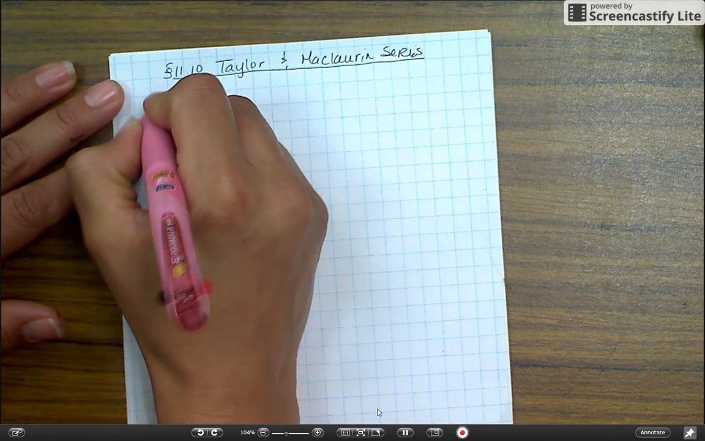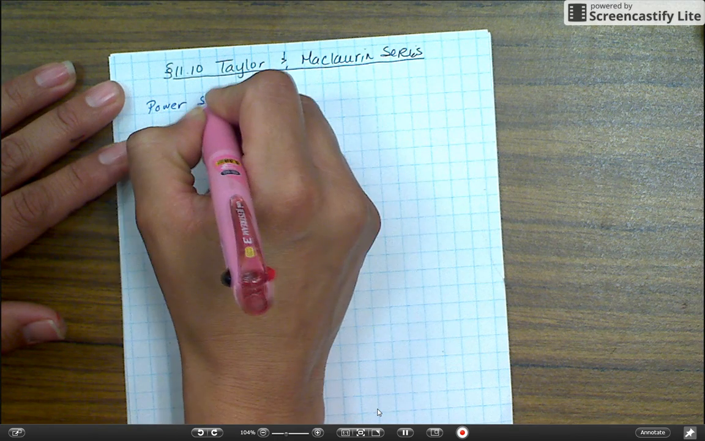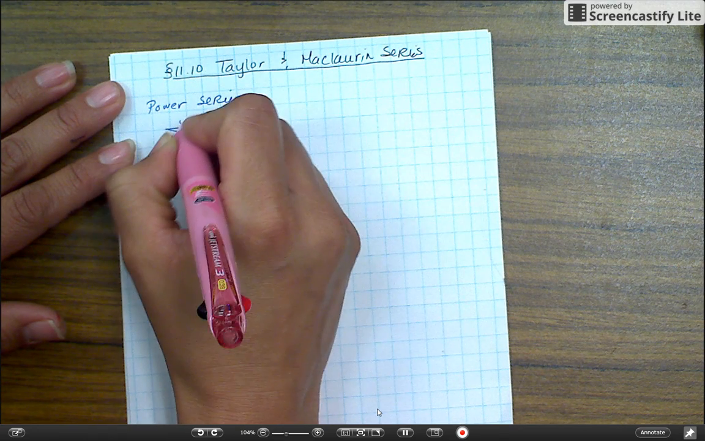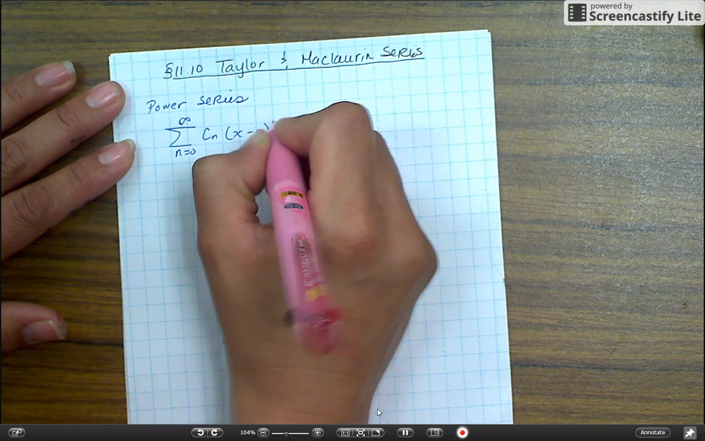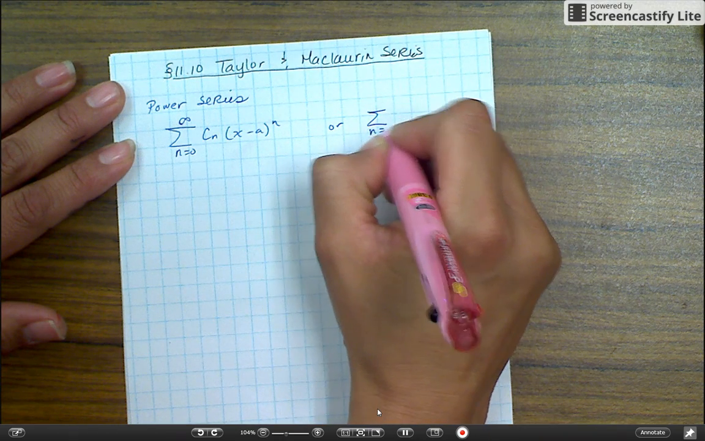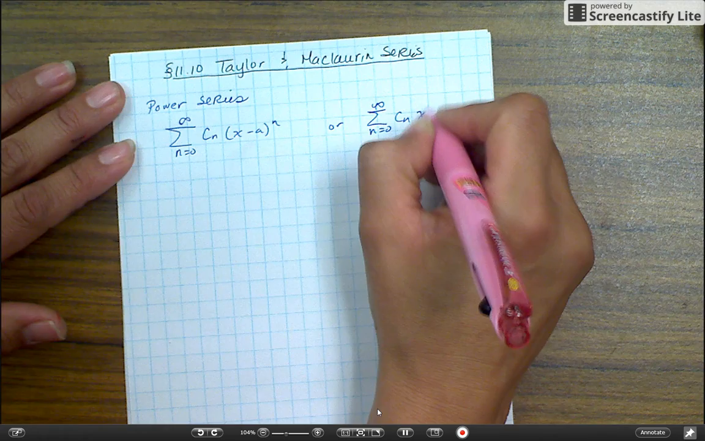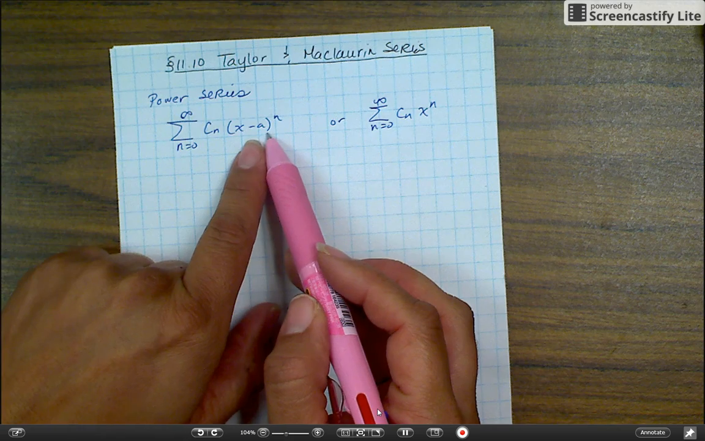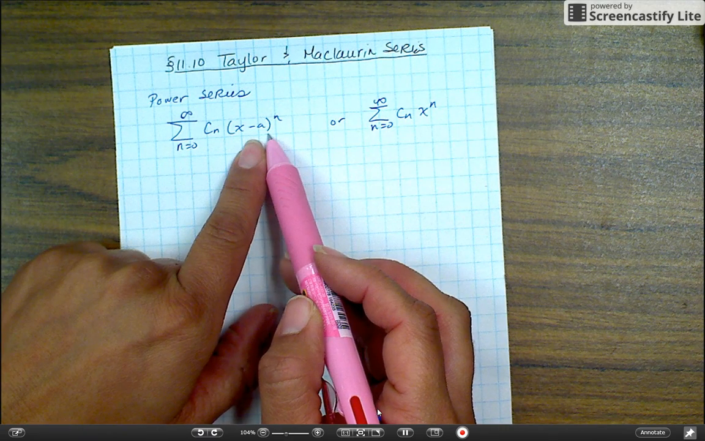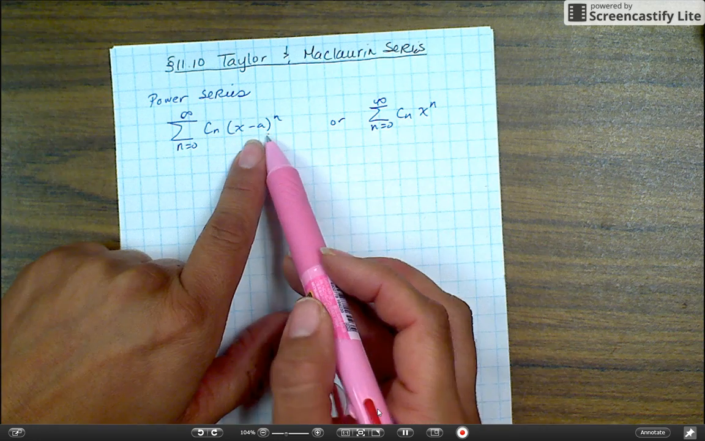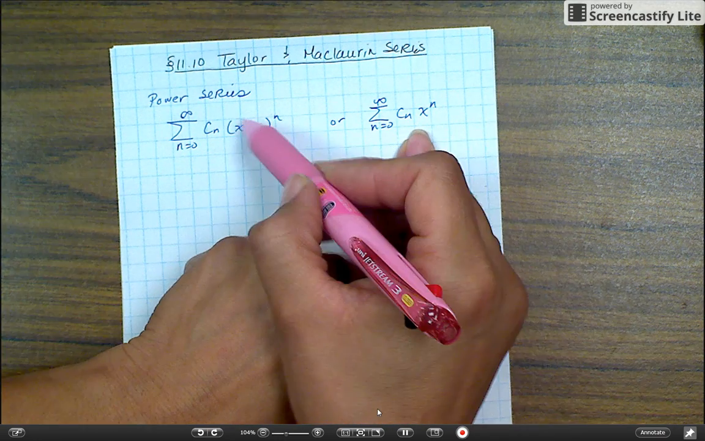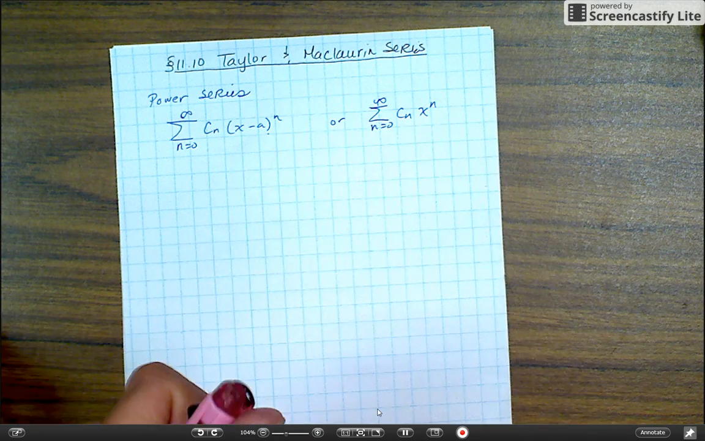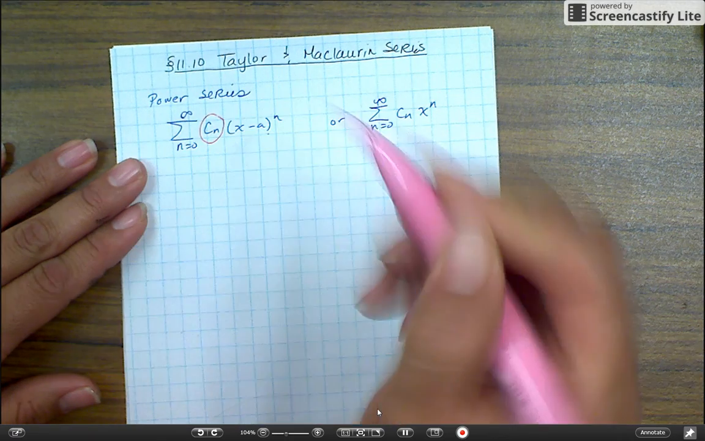So first, let's just remember power series. We know that it's the sum from n equal to 0 to infinity of Cn times (x minus a) to the n, or we've got this guy, the sum from n equal to 0 to infinity of Cn x to the n. Either one. This one here is centered at x equal to a, about x equal to a. That's how we would say that. Here, since there is no x minus a, then our a must have been 0. And this Cn is just the unique coefficient for each term.